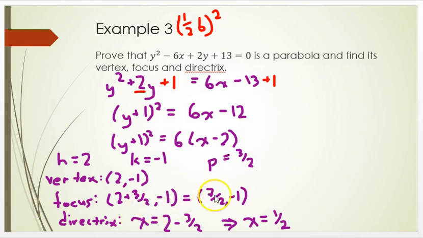So again, you'll start to notice that this is not about memorizing the formulas for focus and directrix. It's more about paying attention to the fact that p is next to x, so it affects the x coordinate of my vertex. You either add it to it, which is what you do for the focus, or you subtract it from it for the directrix. And your directrix answer is that entire thing. It's not just 1/2, it's the line x equals 1/2.